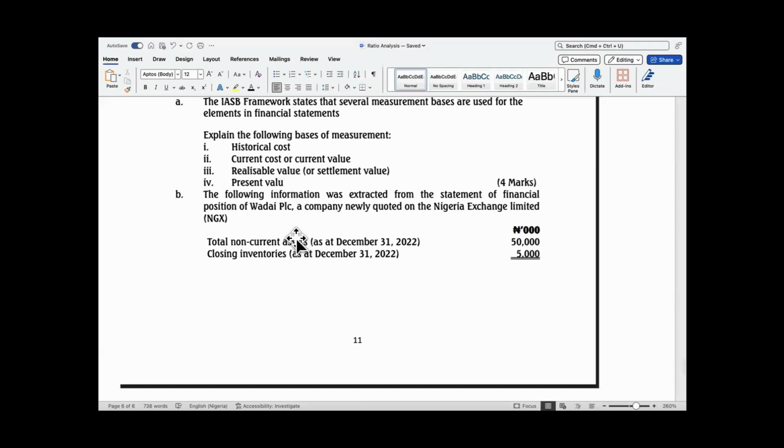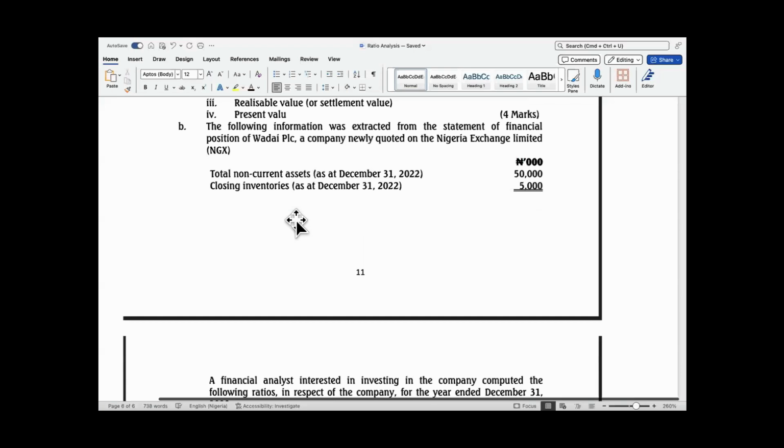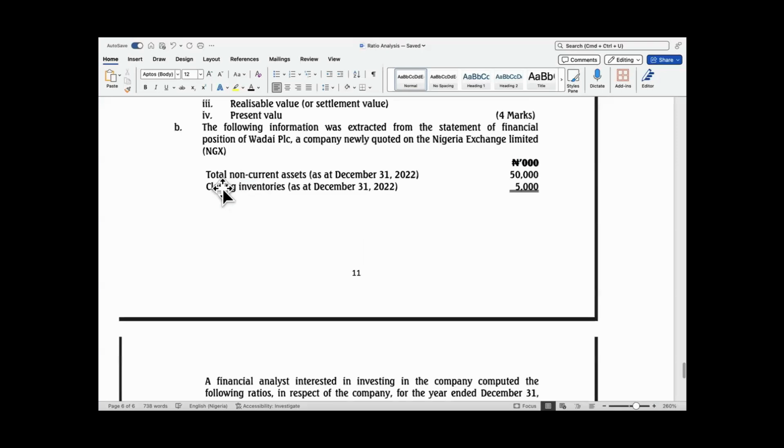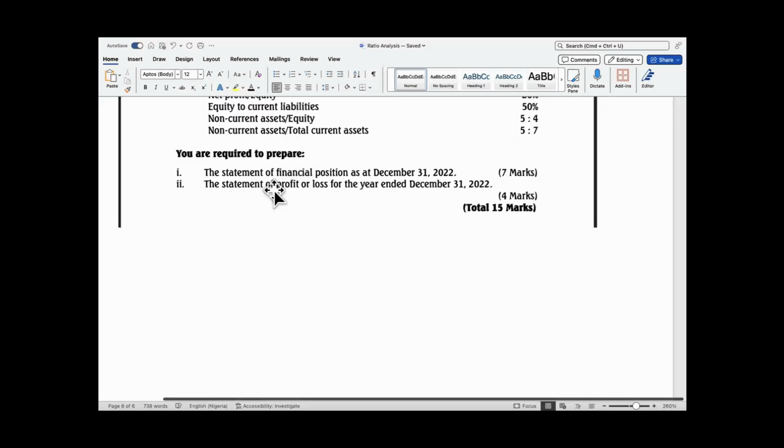That's for 4 marks. Then the B part. This is the first time I will see a question like this from ICAN, because looking at the requirements, you are required to prepare a statement of financial position as at December 31st, 2022, 7 marks. Also, a statement of profit or loss for the year ended December 31st, 2022, 4 marks.